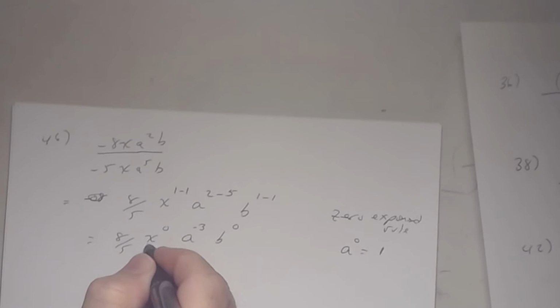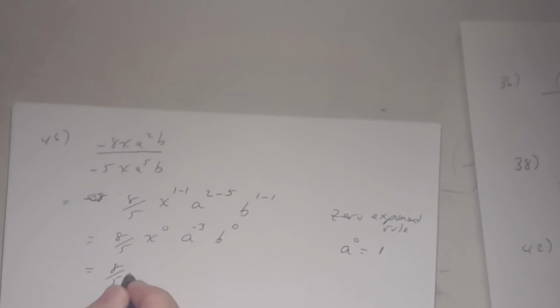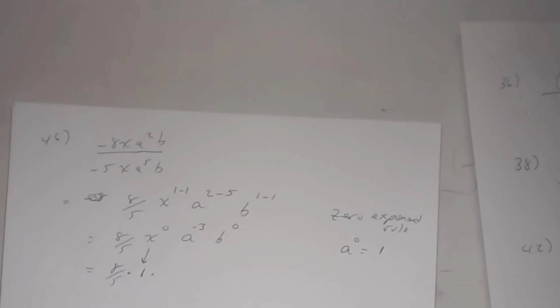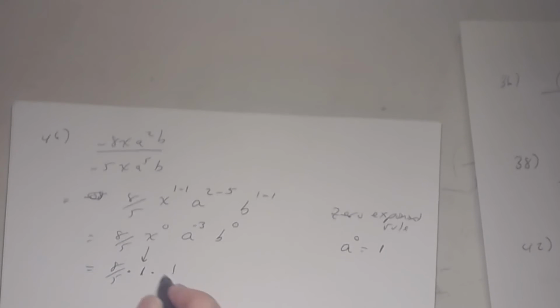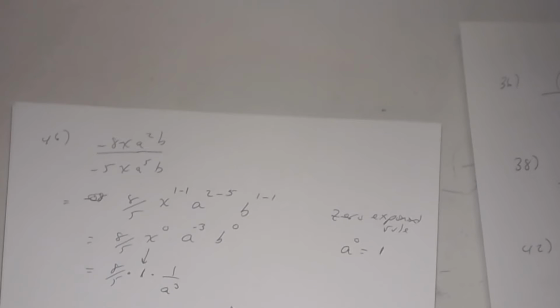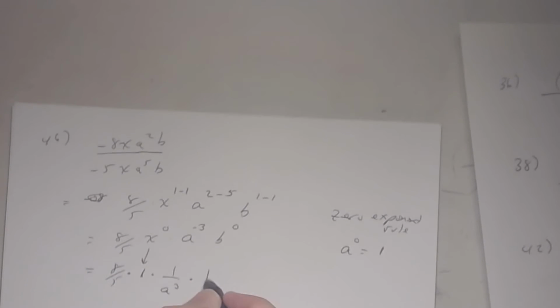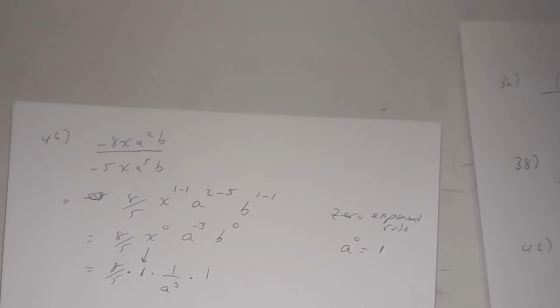So this is 1 right here, right? So I have 8/5 times 1 times, now what's a to the negative third? 1 over a to the third. So you were using the negative exponent rule. Times, what's b to the 0? 1. So that's where I'm at. Okay?